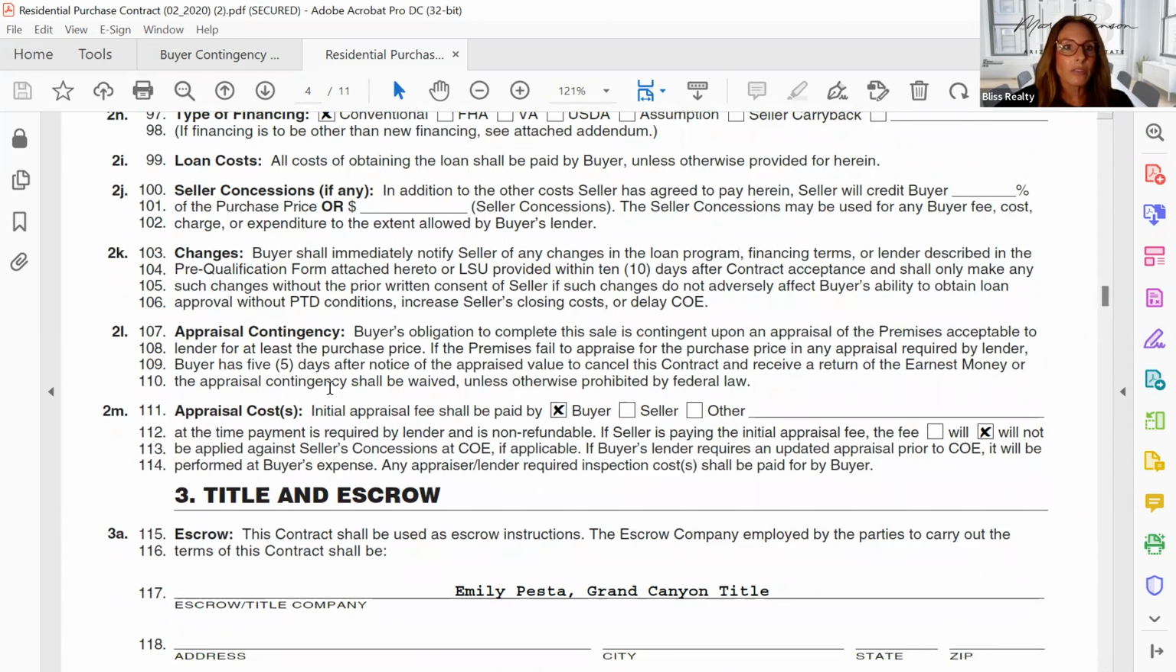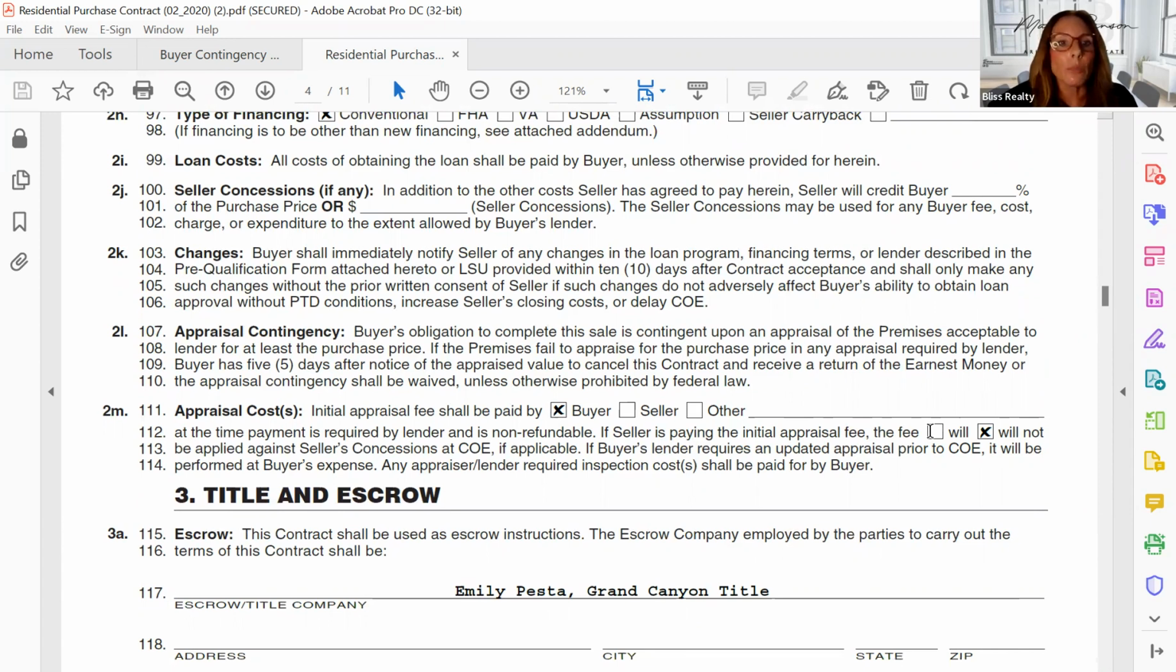Appraisal costs, usually they're paid by the buyer. You know, we'll keep an eye on the market. Sometimes the sellers might be willing to pay for that, but usually the buyer. And then if you're asking for concessions, this is what's super important. You want to check this box.